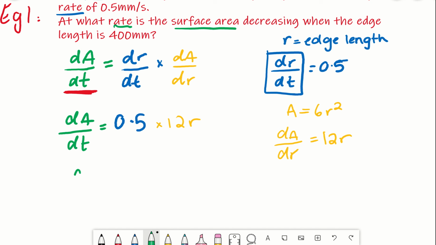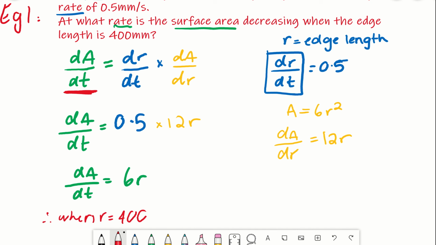So therefore, the derivative, or the rate that the surface area is changing, is 6r. Now, they want at what rate is it decreasing when the length is 400. So therefore, when r equals 400, dA/dt equals 6 times 400, which gives me 2400, and it's millimeters per second. And there's my answer.